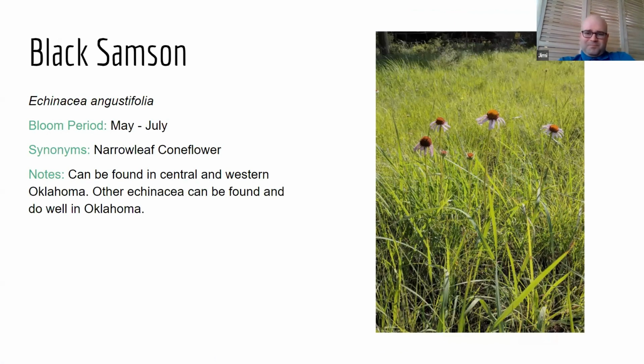Now, another echinacea I really like would be the black Samson or narrowleaf coneflower, Echinacea angustifolia. Both pallida and angustifolia you can easily find in the trade, and more nurseries are selling them and growing them, which is great. This was found off of Highway 51 outside of Stillwater, in between Stillwater and I-35. And this would be probably the most common echinacea I find in central Oklahoma. And it's really neat just to be able to walk on these roadsides and find things like echinacea. Other echinacea can be found and can do very well in Oklahoma. These are just two I wanted to bring attention to because, one, I really like them, and two, I'd like to see more of them in the trade and used more commonly in home landscapes.